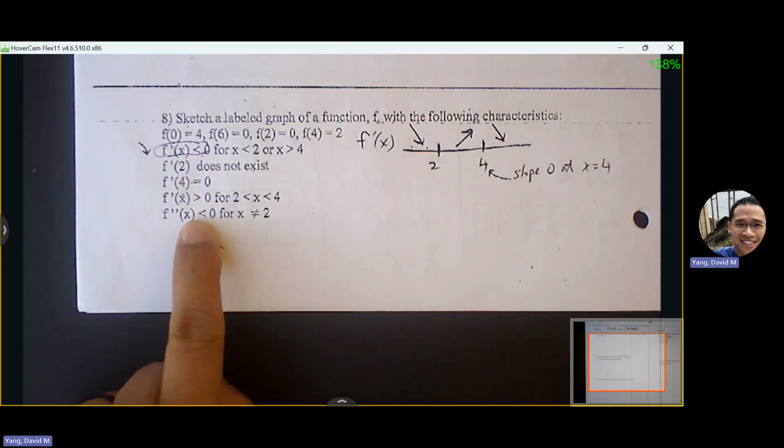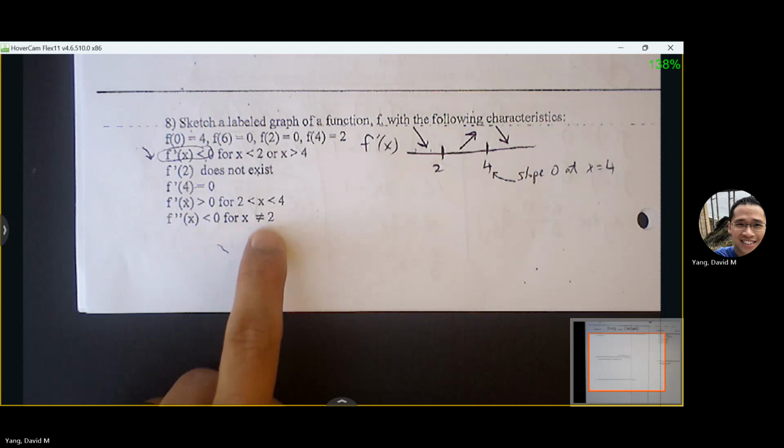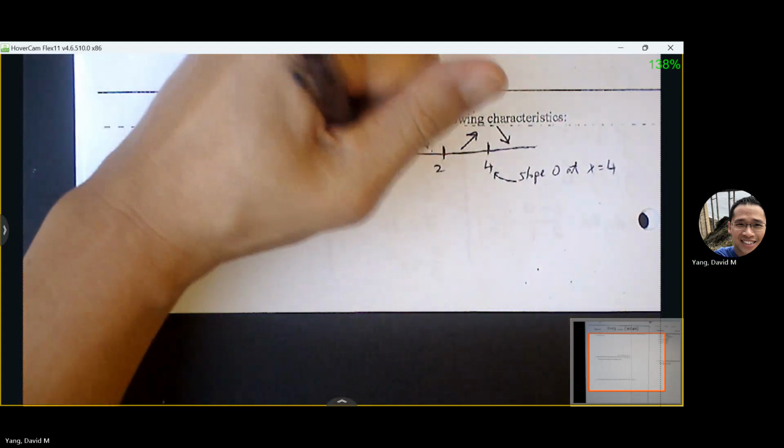F double prime of x is less than 0. That's concave down, for x doesn't equal 2. That means everywhere except 2.